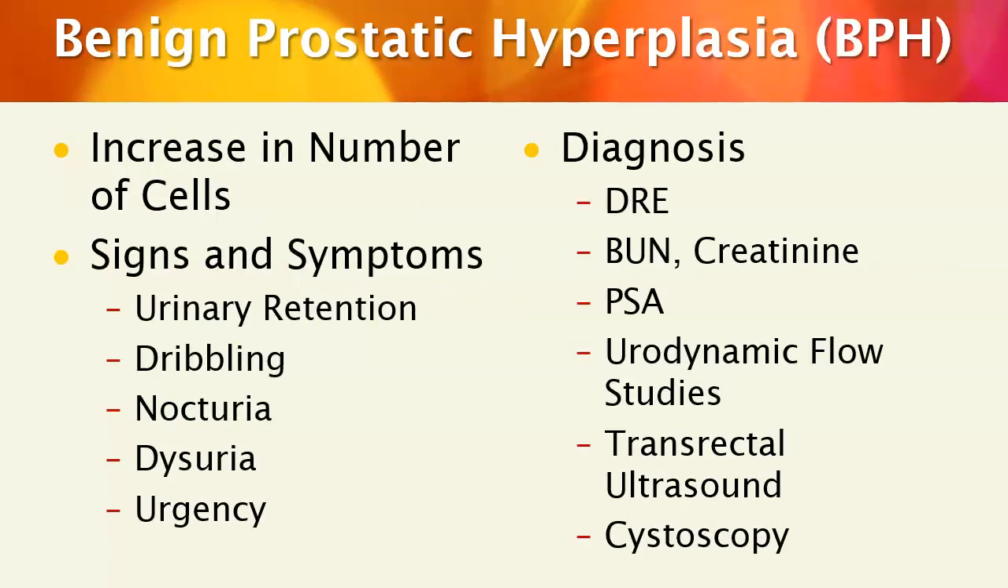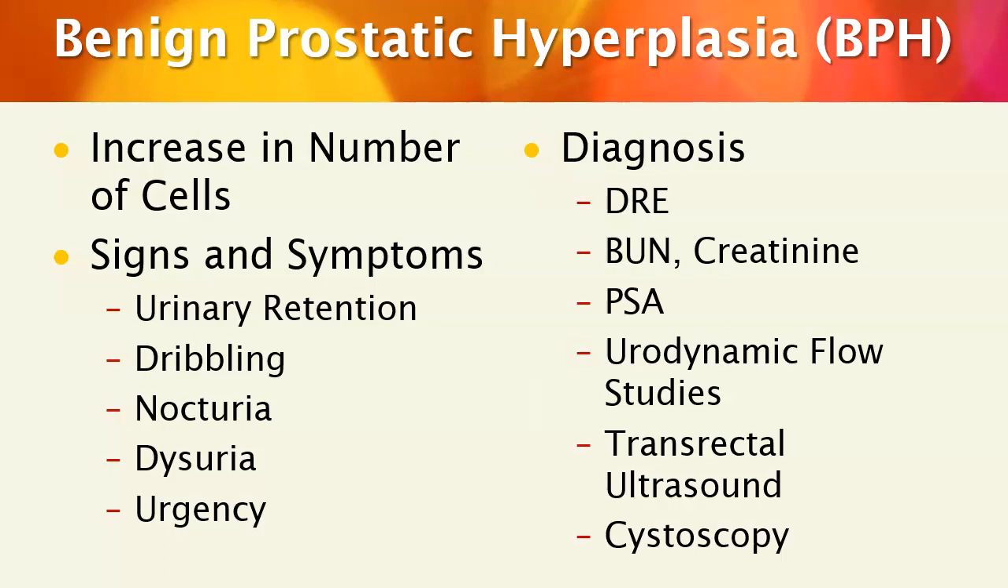All right, the next thing we're going to talk about in this lecture is benign prostatic hyperplasia or BPH. And this is a little different from prostatitis because prostatitis was an inflammation of the prostate gland, where this one is an increase in the number of cells. That's what hyperplasia is, you have too many cells, which will cause similar symptoms to what we saw with prostatitis. But again, they are two completely different things.